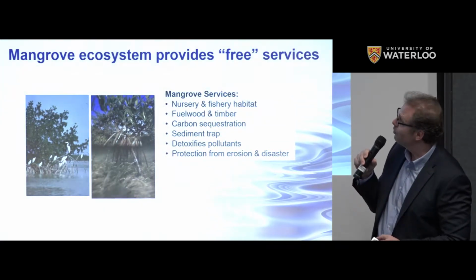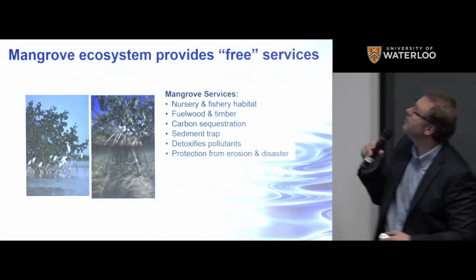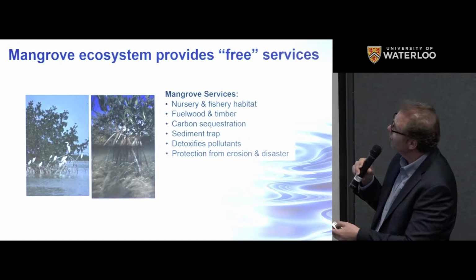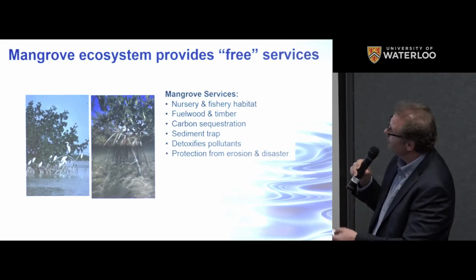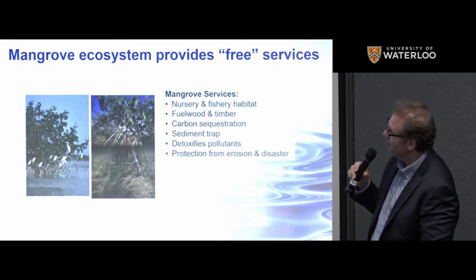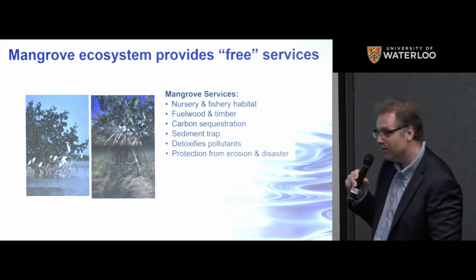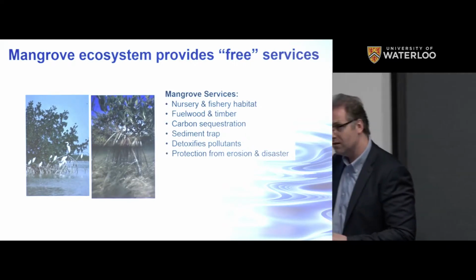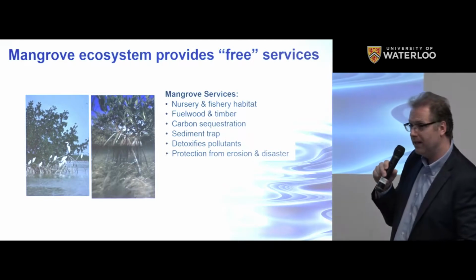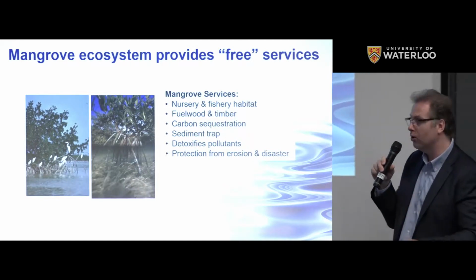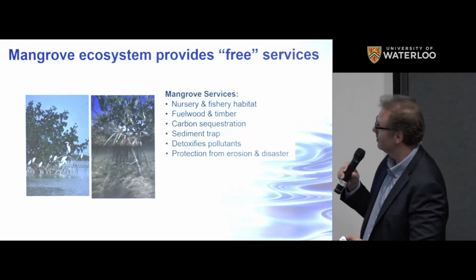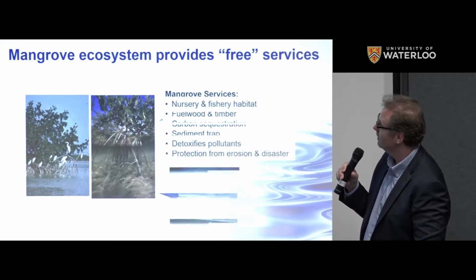This is another example. Mangrove ecosystems provide free services, and here you can see a whole bunch of them. They provide a nursery and fishery habitat. Local communities get fuel wood out of them, but they also trap sediments. They sequester carbon, and very importantly, they protect us from storms. They buffer the storm water. They buffer us against tornadoes, etc.